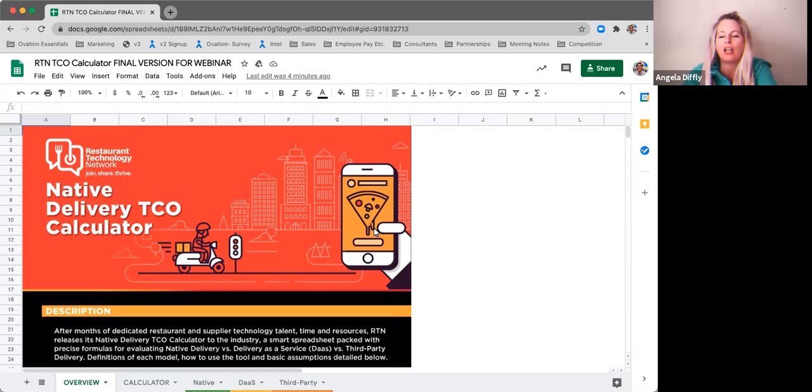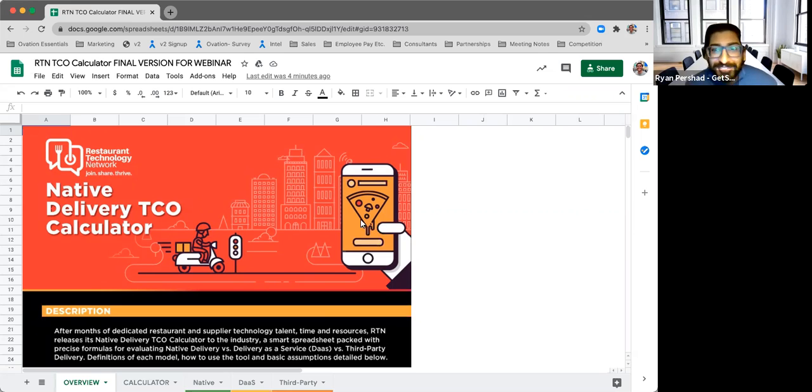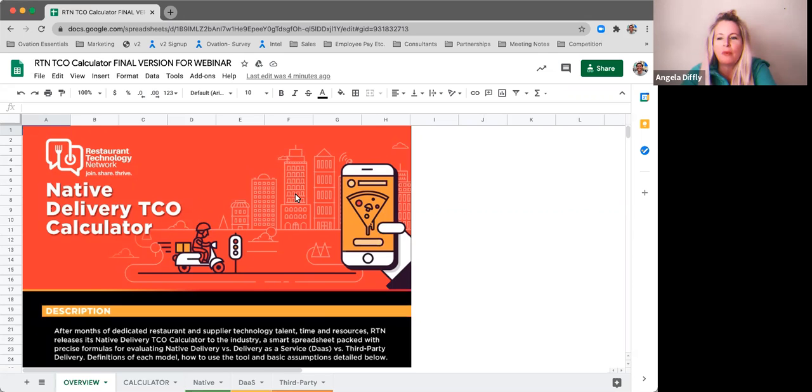And Ryan Pershard, who is the Global Operations Manager for GetSwift. Hi, everyone. Hi, Ryan. So, Angela, these two gentlemen were instrumental in putting this thing together. And we want to have a casual video conversation between the two of them to sort of walk you through some of the attributes that are contained inside this TCO calculator.